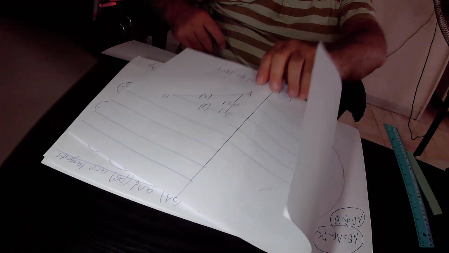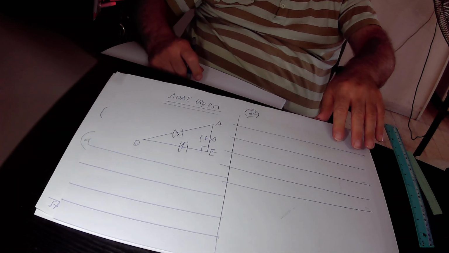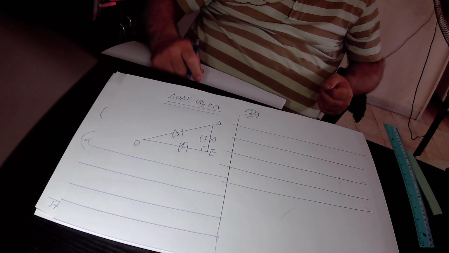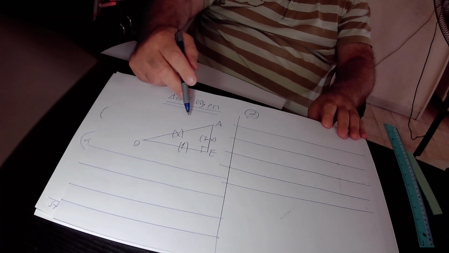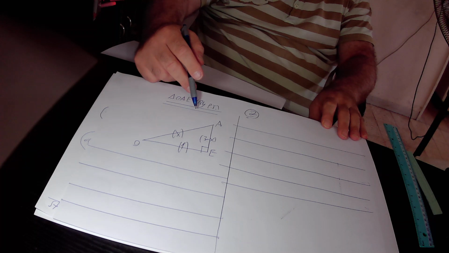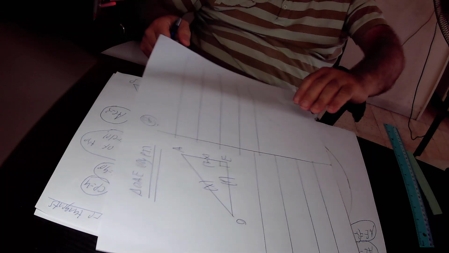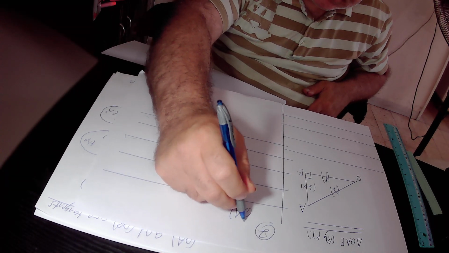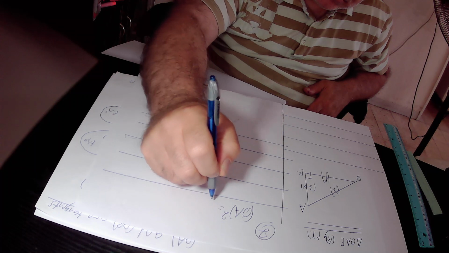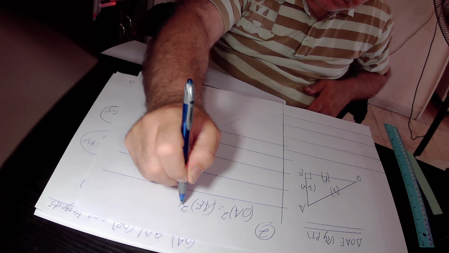So this is the right triangle OAE, according to the original drawing. According to the Pythagoras theorem, in this right triangle OAE, OA squared, that is the square of the hypotenuse, is equal to AE squared plus OE squared. So I write it down.